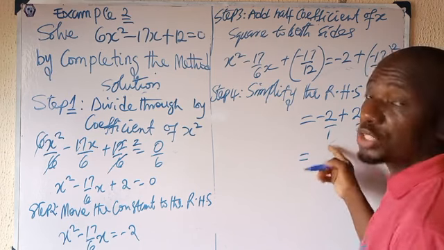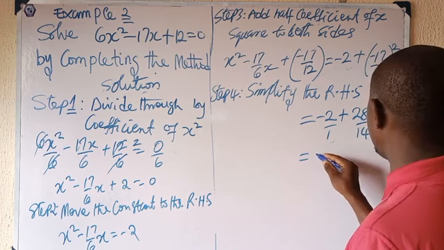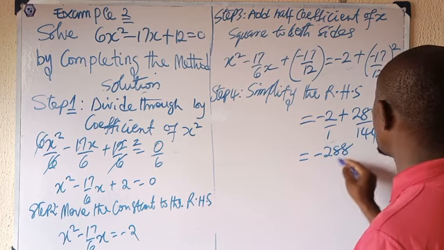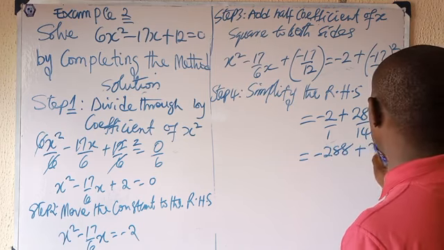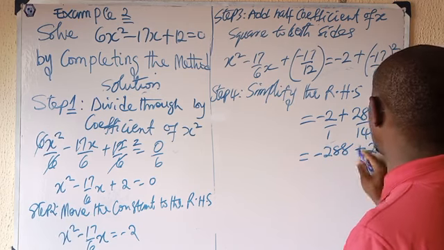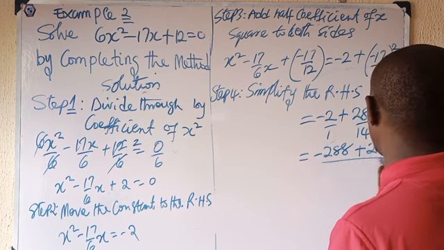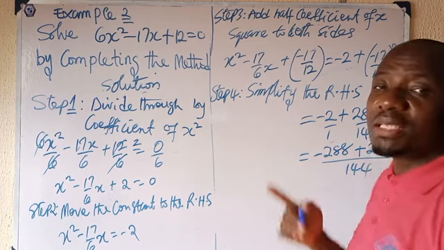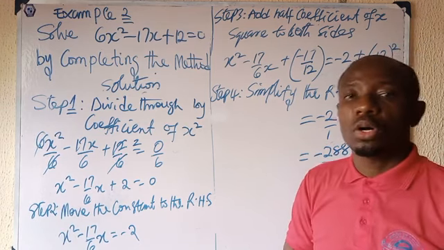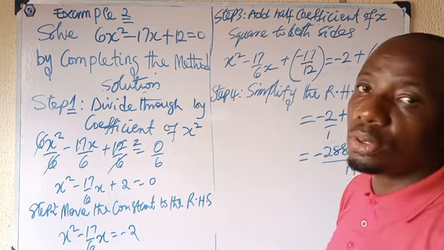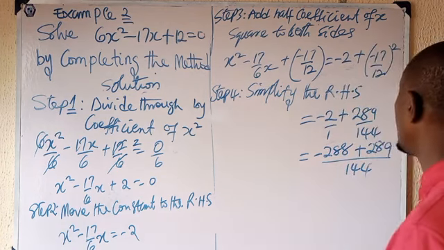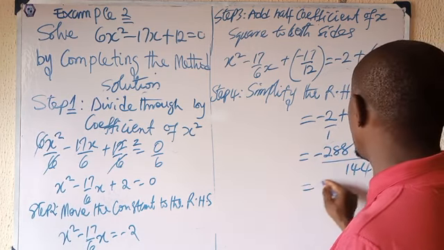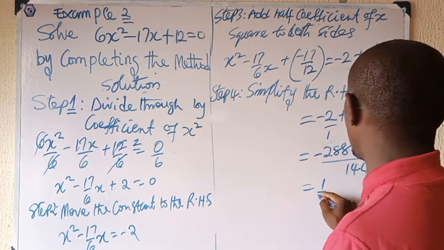So if we solve this fraction, it's going to be minus 288 plus 289 divided by 144. Please, if you don't understand fractions, you can simply watch my video on simplification of fractions on this same channel. Okay? So minus 288 plus 289 will give us 1 over 144.